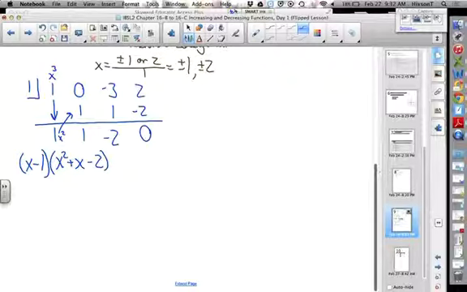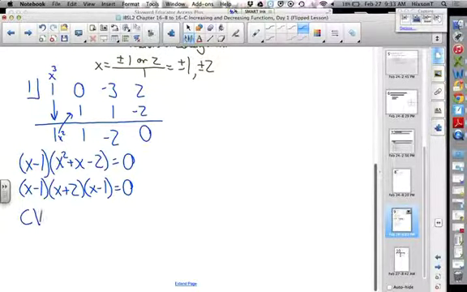So now, that's equal to 0. This factors. So we have x minus 1 times x plus 2 times x minus 1. So now we know our critical values. Our critical values are at 1 and negative 2. 1 happens to be a double root, and we'll see what happens when that takes place.